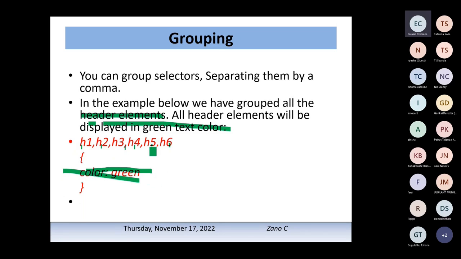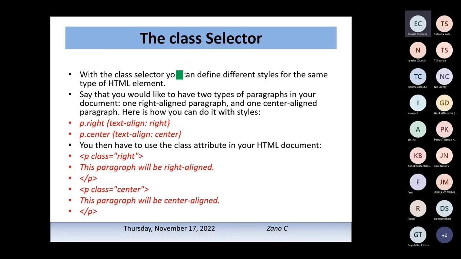So whatever you put here will affect all these HTML elements here. So the class selector: you can use a class, you can use an ID, as well as the tag name. With the class selector, you can define different styles for the same type of HTML element. Say that you would like to have two types of paragraphs in your document, one right aligned paragraph and one center aligned paragraph. So here is how you can do it.